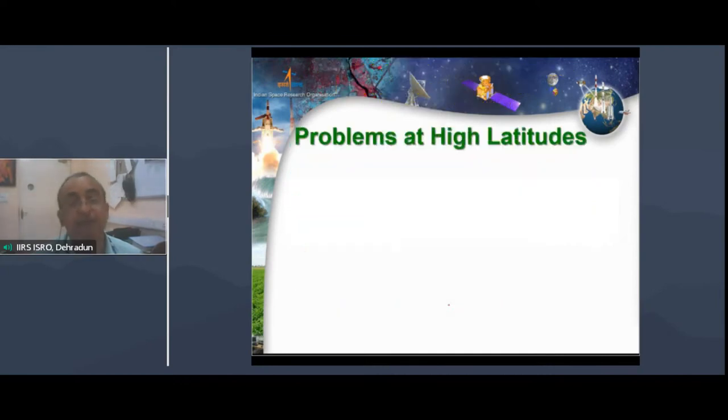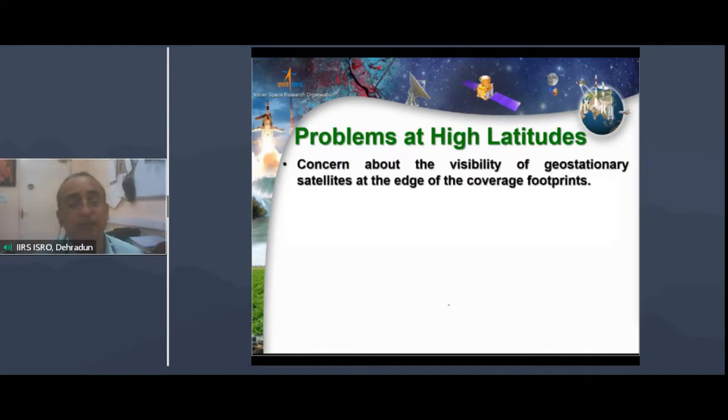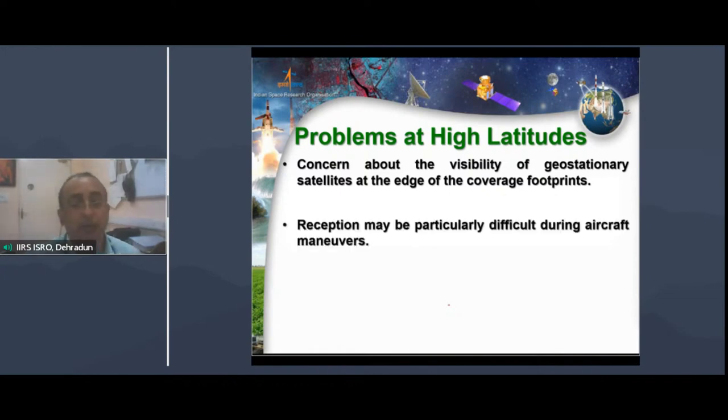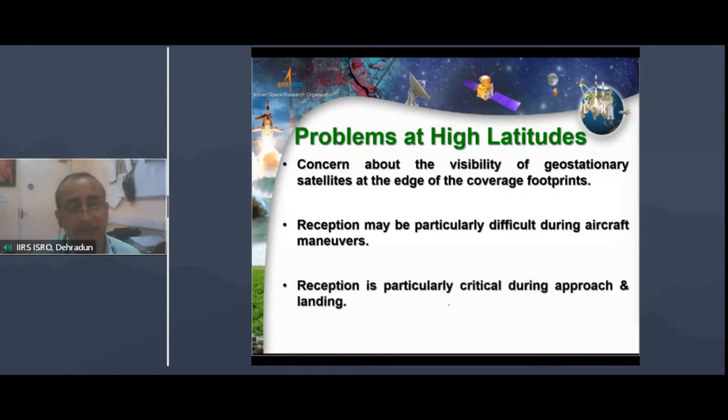There is still a problem at high altitudes even with the help of Gagan. There is concern about the visibility of geostationary satellites at the edge of the coverage footprint. Some limitations we can still see when we are working in very high undulating terrains. So maybe the geostationary satellite signal may not be available in pockets. Reception may be particularly difficult during aircraft maneuvers, and reception is particularly critical during approach and landing.